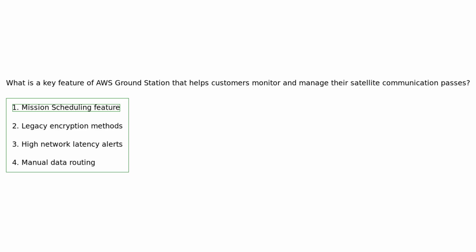A key feature of AWS Ground Station is the mission scheduling feature, which helps customers monitor and manage their satellite communication passes by automating the scheduling process and ensuring timely data collection and analysis.